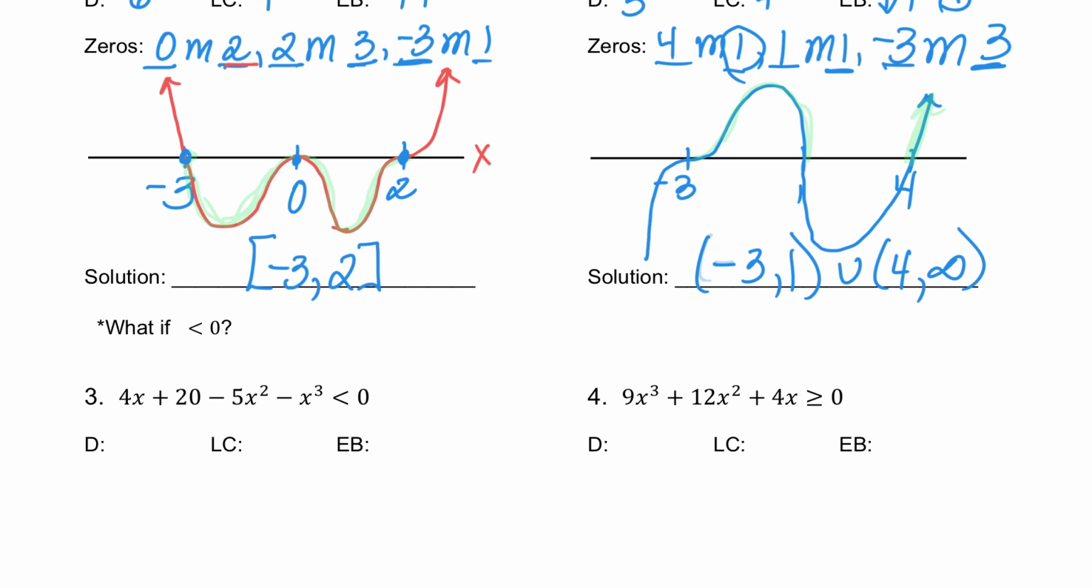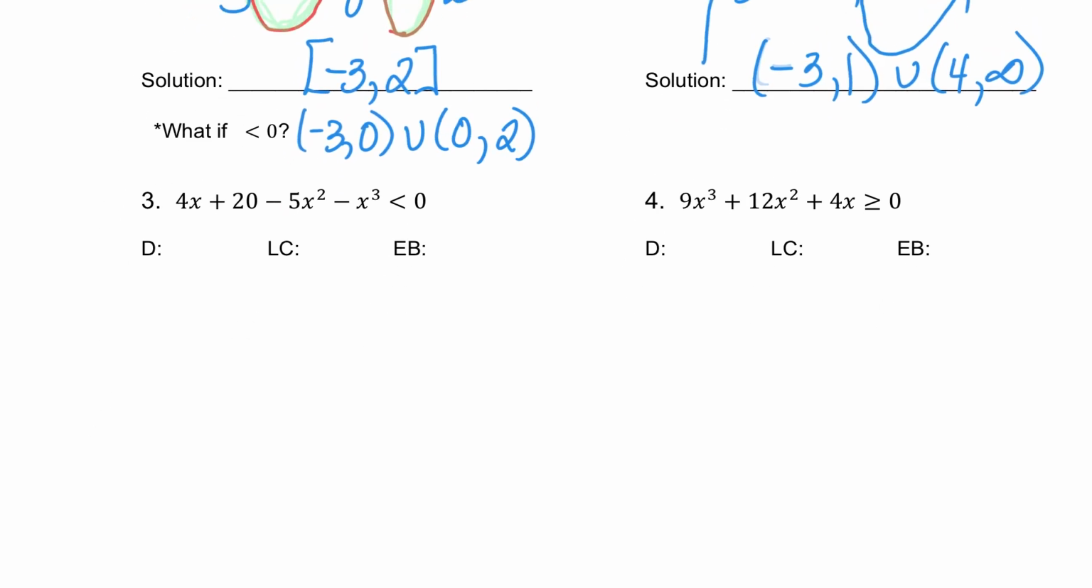Actually, that's not all. There's one more thing that would happen. This includes the 0. I need to exclude it. So technically, I would have to go from -3 and stop it at 0, and then pick it back up and go from 0 to 2. Okay, that's what would be expected there. Okay, let's look at the next one.